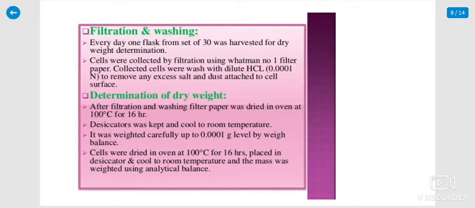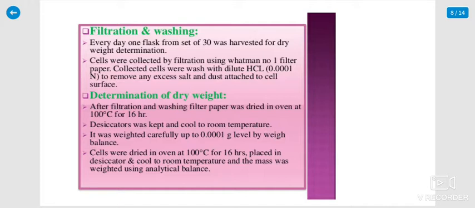And the filtration and washing method. Every day one flask from the set of 30 was harvested for dry weight determination. And another one, cells were collected by filtration using Whatman number 1 filter paper. Collected cells were washed with dilute HCl, 0.0001 normality, to remove excess salt and dust attached to the cell surface. This is called the filtration and washing method.